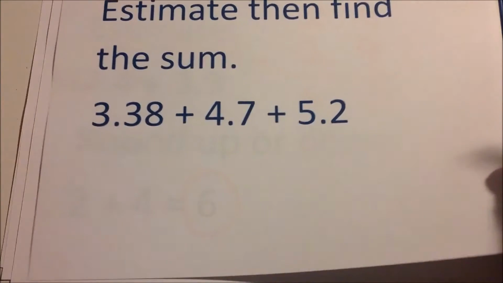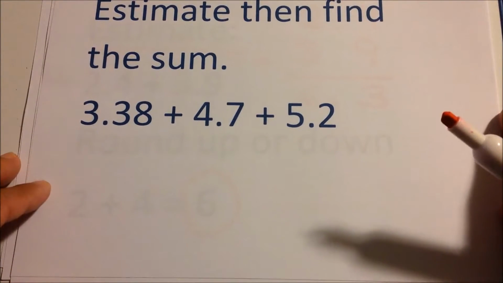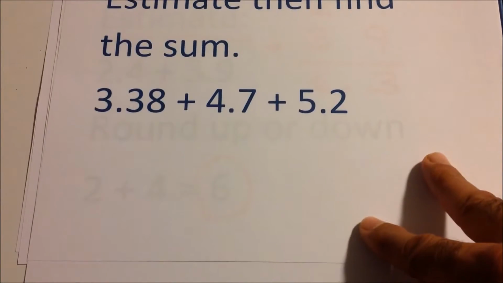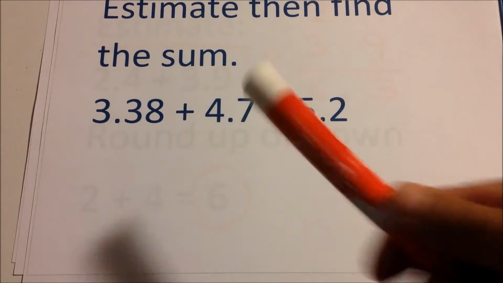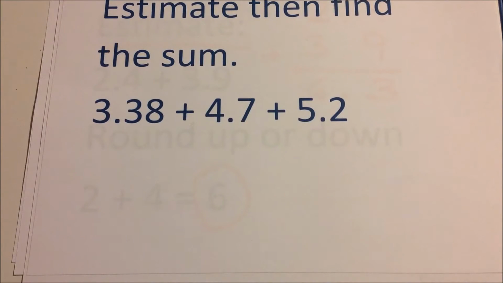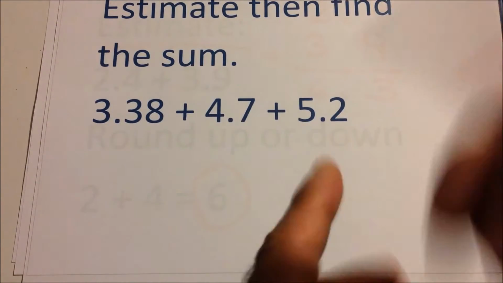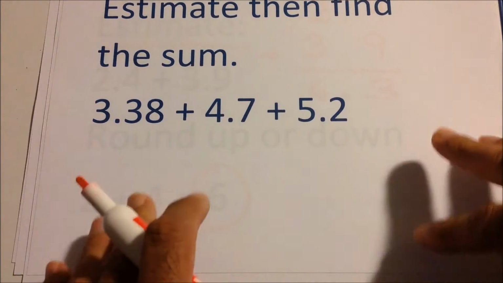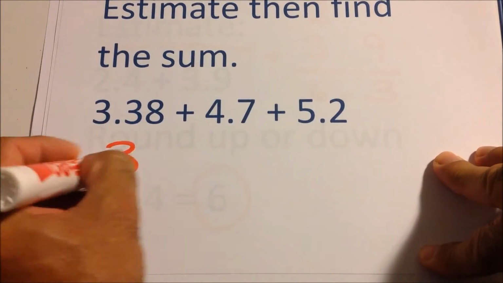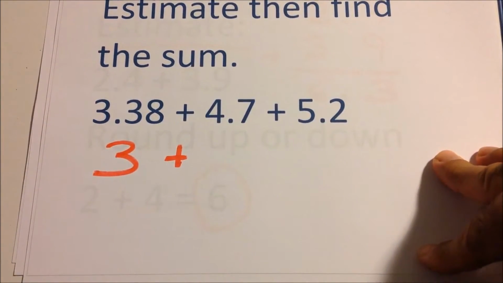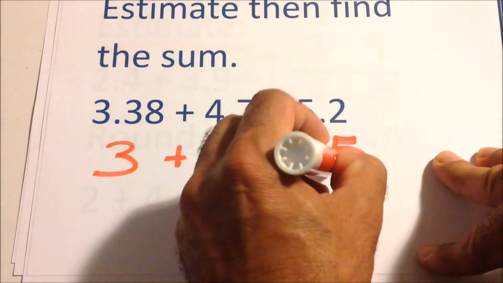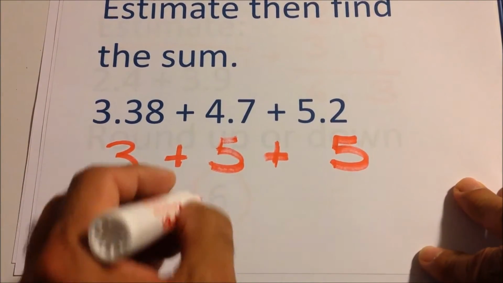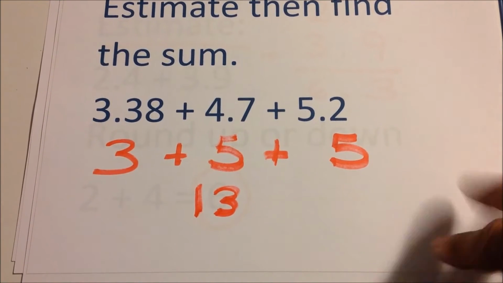Okay, so here it is. Let's estimate and then find the sum on this. What can you do with this? Now with this, don't round it to the nearest tenth. Just always round to the nearest integer, the nearest whole number. So this would round to 3. What about the next one? Rounds to 5. And the next one? 5. So what is your estimate? 13. 13 is the estimate.